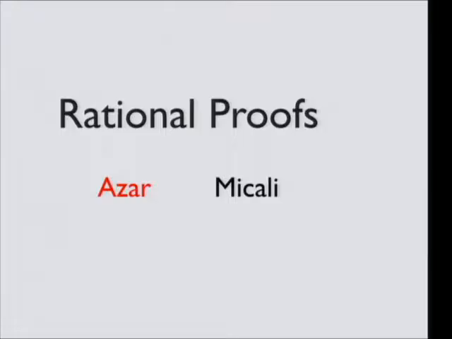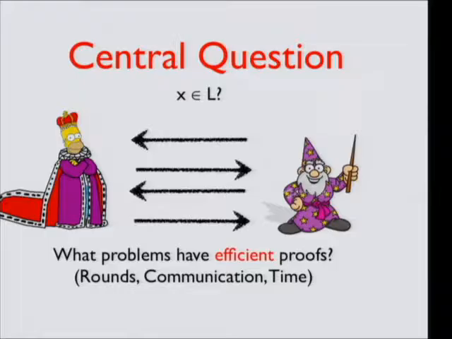Thank you. I'm Pablo Azar, and I'm going to tell you about rational proofs. This is joint work with Silvia Micali. Rational proofs are a type of interactive proof, and the central question in interactive proofs is, for which problems can we give efficient interactive proofs? By efficient, I mean that have few rounds, limited communication, and that can be verified in a limited amount of time.